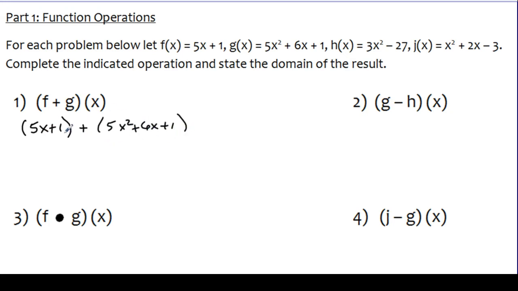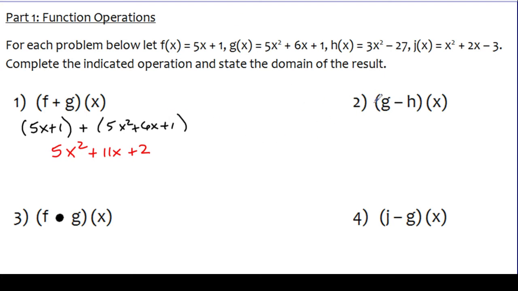When we're adding or subtracting, we are just combining like terms. In this case, 5x squared has no like term, so I can just bring that down. 5x plus 6x is 11x. 1 plus 1 would be 2. So this expression, 5x squared plus 11x plus 2, is the solution, or the simplified version of f plus g of x. Problem number 2 is the same idea.